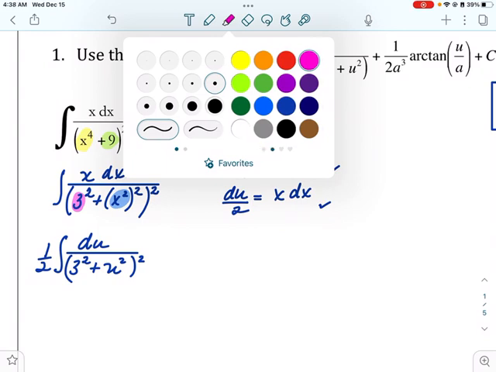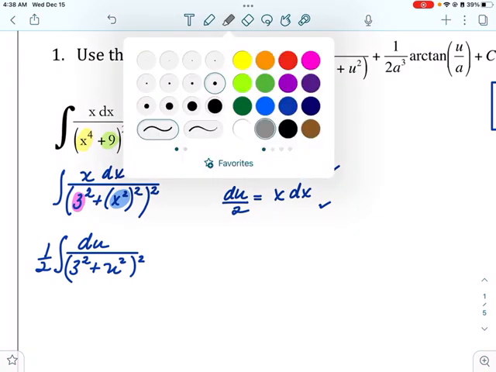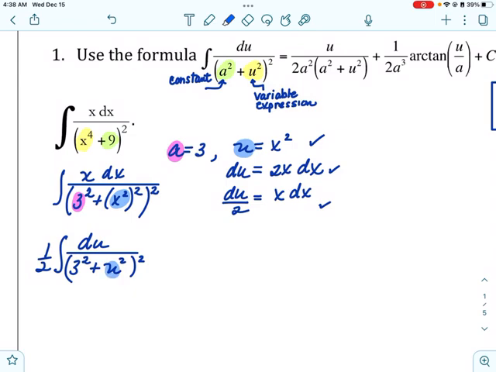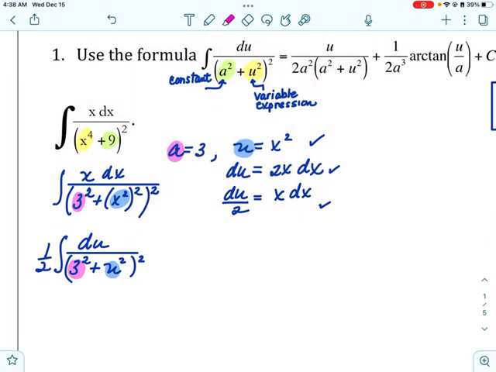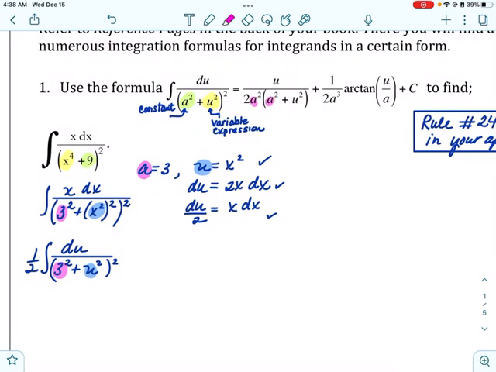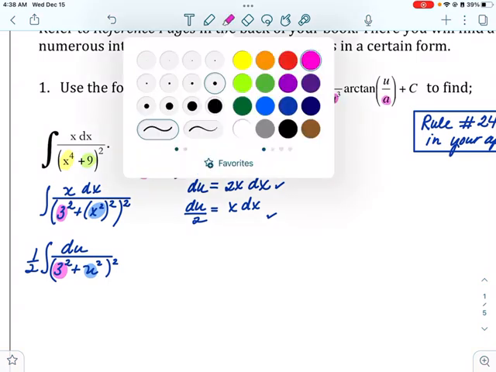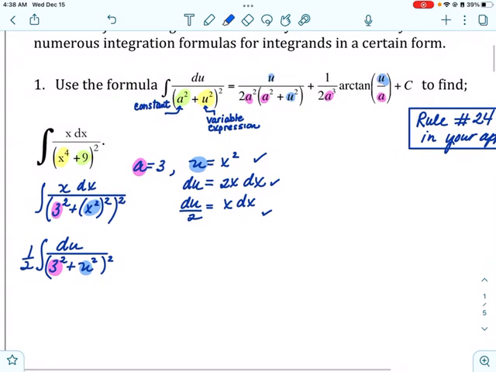Need a different color. Let's go for gray. So where I have my u, and then you have your 3. As that comes up in your formula on the right hand side, you can see there's an a, and then a cubed there, and then you have another a, and then you have a u here, and a u here. Almost missed it. Okay, so let's get started with this.